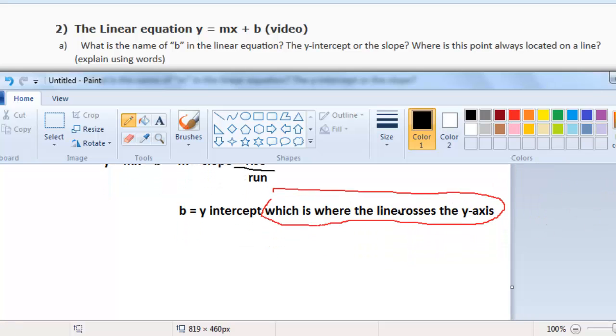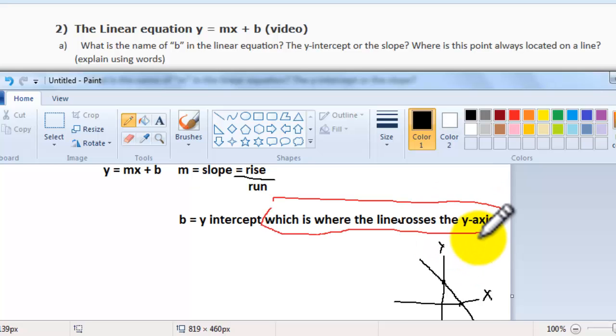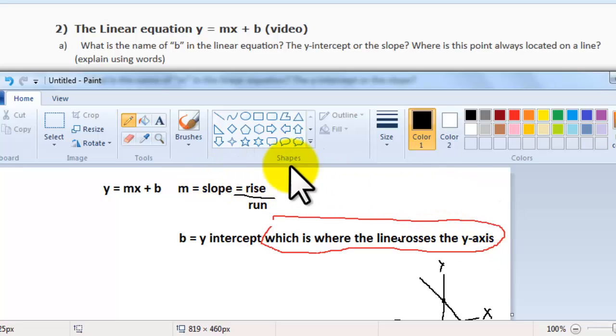I've done several videos now on the y-intercept. But briefly, here's the y-axis, here's the x-axis. When you draw a line, every line is made of several points, and the point on the line that crosses the y-axis is right there. The point on the line that crosses the x-axis is right there. So this is the y-intercept. This is the x-intercept. Now the next is a series of questions about the slope.